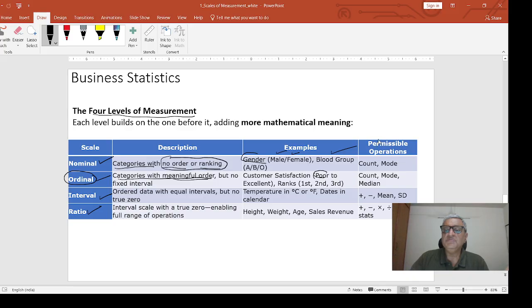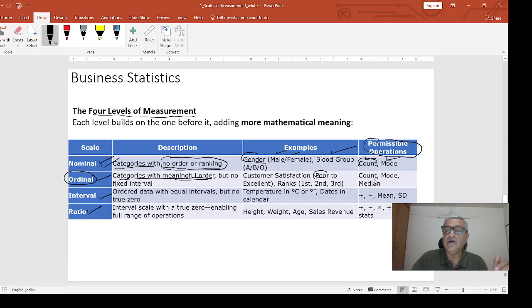So what are the permissible operations on nominal data? The permissible operations on nominal data are count and mode. You can just calculate mode. If you remember how you calculate mode, the largest frequency of that particular category, the frequently occurring number, becomes the mode. Whereas count, you want to count how many A group there are, how many B group there are. So these are the only two operations that are permissible on nominal.